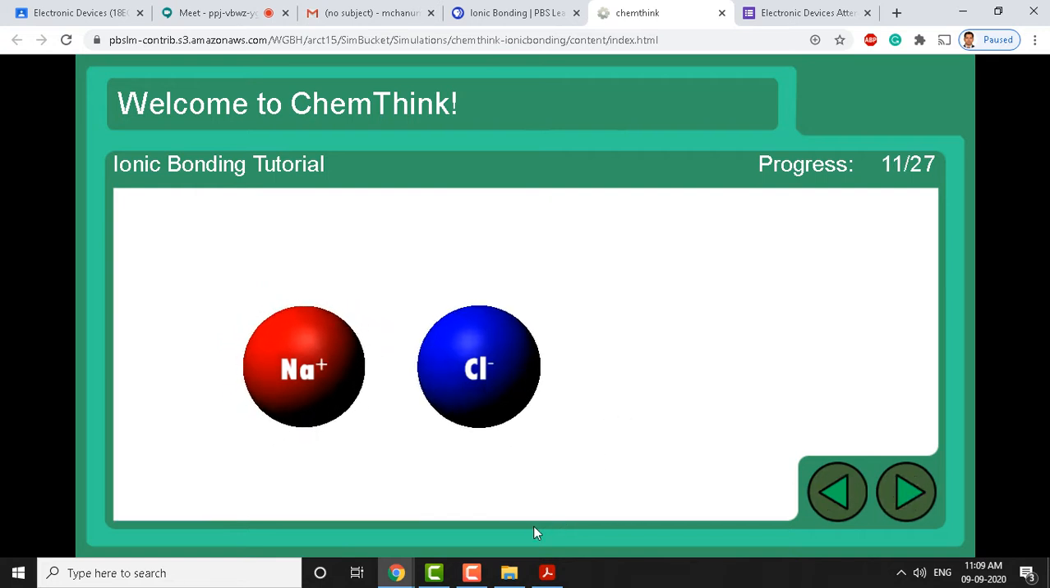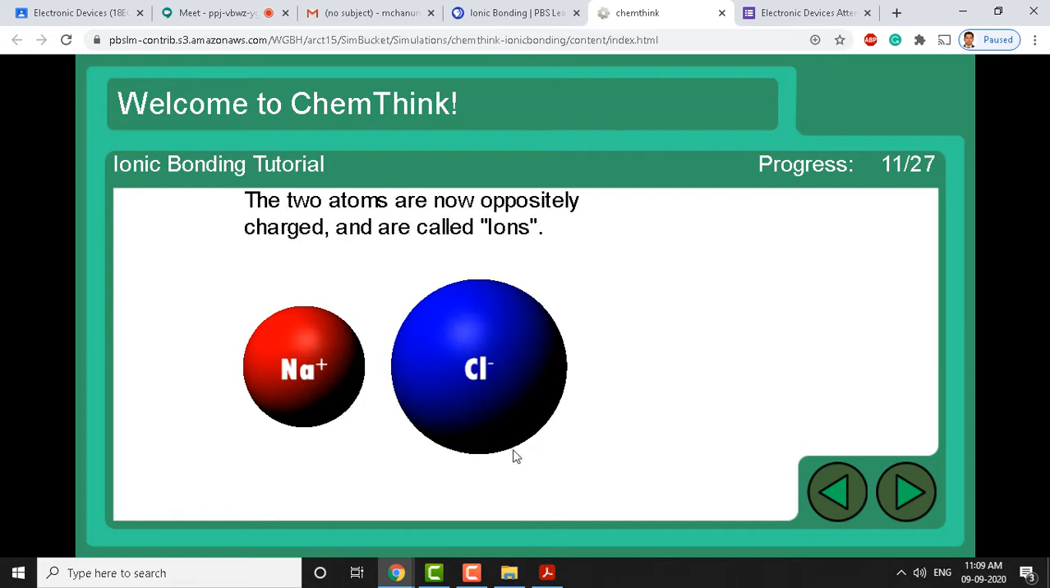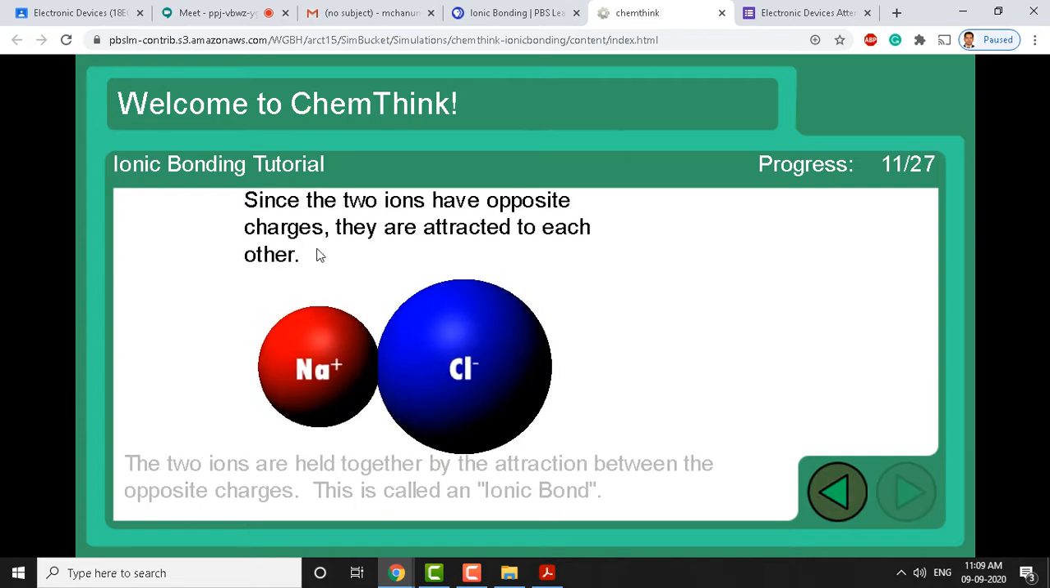Now you can see here, this sodium donated an electron to the chlorine, which becomes Cl minus, and the Na becomes Na plus because it has lost an electron. The two atoms are now oppositely charged. You can see that they are oppositely charged and are called ions now. So this is a chloride ion, a negative ion, and this is a positive ion. Since the two ions have opposite charges, they are attracted to each other and form a bond called ionic bonding. The two ions are held together by the attraction between the opposite charges. So this is called an ionic bonding.